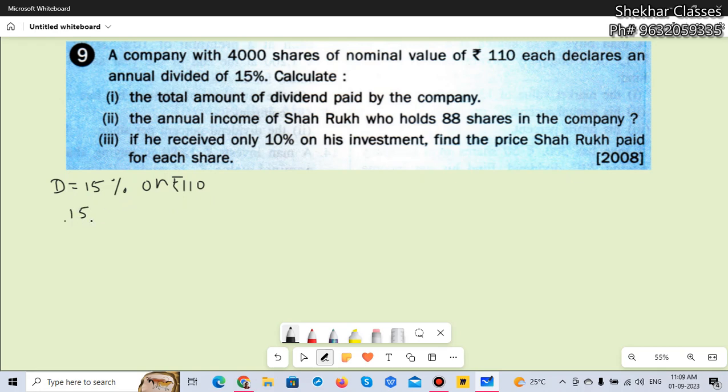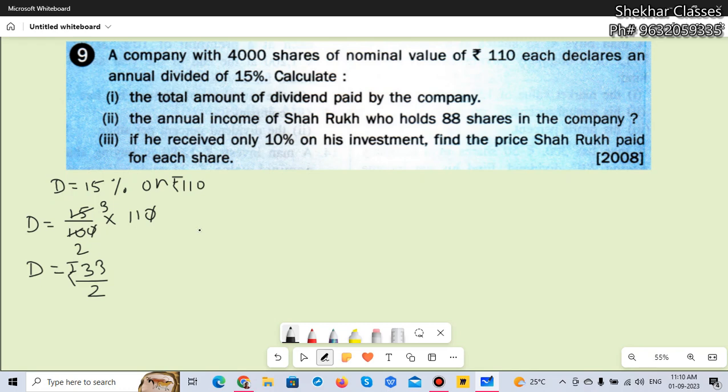15% of 110, for one share we are finding. Is it clear? So if you cancel it and calculate that, how much do you get? So let's calculate that. So the dividend is 3 into 11, 33 by 2 rupees for one share.